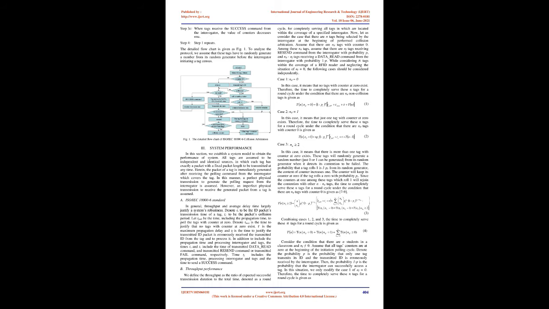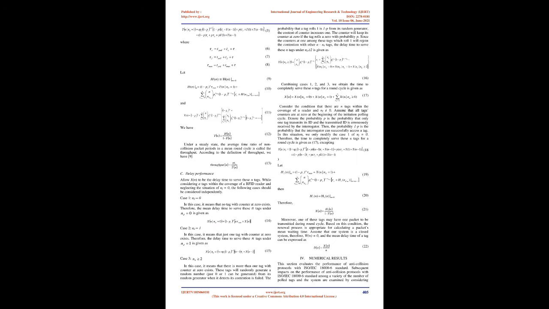Case 1, nd equals 0. In this case, it means that no tags with counter at 0 exist. Therefore, the time to completely serve these n tags for a round cycle under the condition that there are nd non-collision tags is given as T(n | nd = 0) = (1 - pc)^n Tpol + Tmax + T(n, 1). Case 2, nd equals 1.